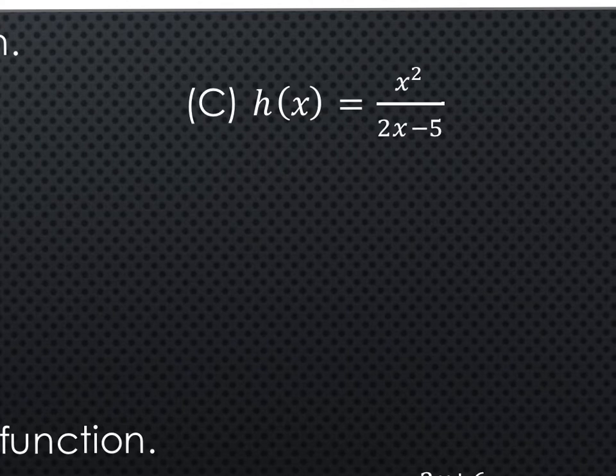In letter C, notice that the degree of the numerator is 2, whereas the degree of the denominator is 1. Because the degree of the numerator is larger than the degree of the denominator, we have no horizontal asymptote.